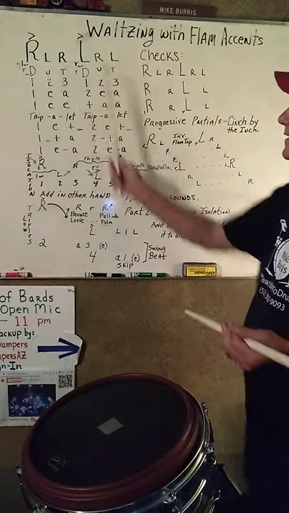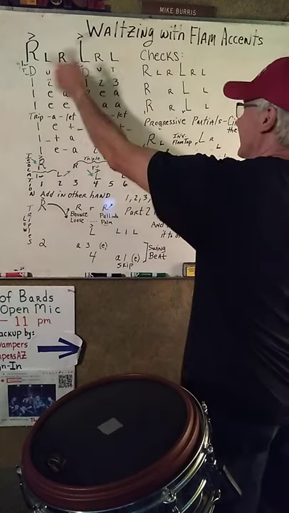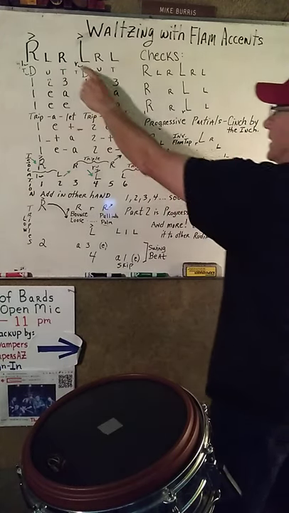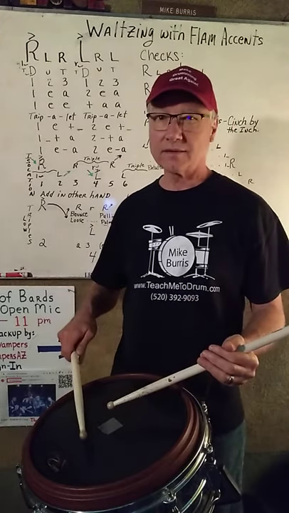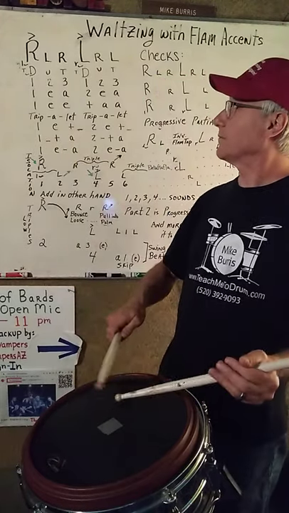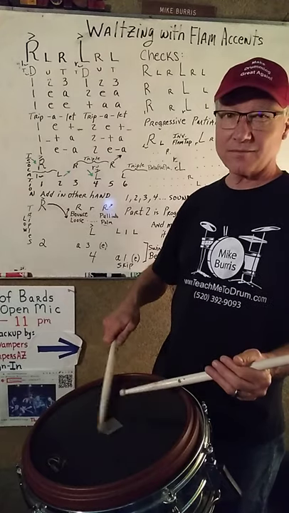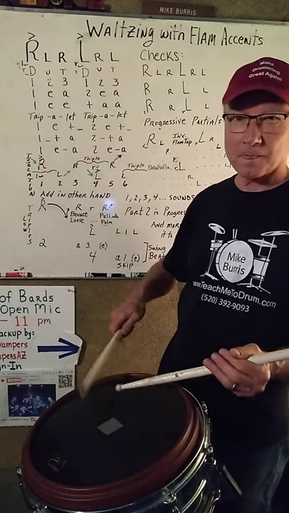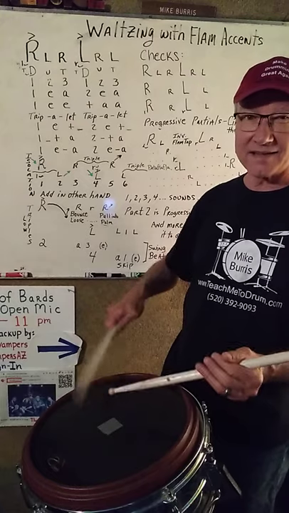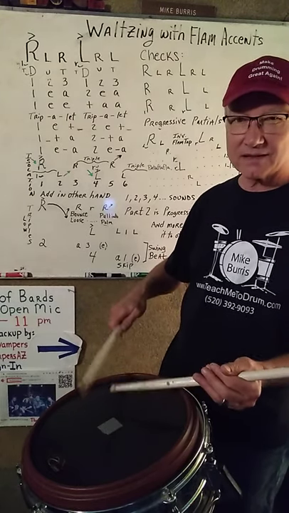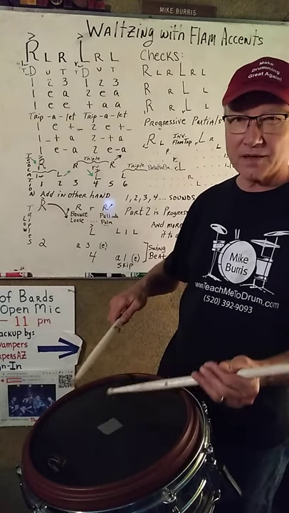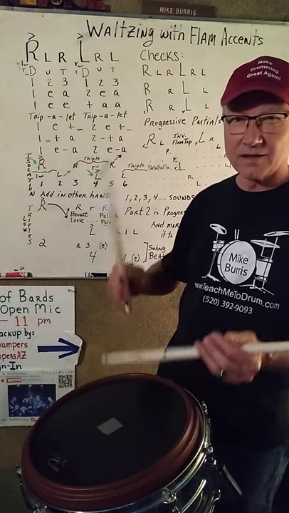Well, now we're up here, right? That's what that is. So now we can add this little right. Now we have right, left, right. Right, left, right, right. Right, left, right, right. What is that? Paradiddle. It's a flam paradiddle. Flam a diddle. Flam paradiddle.